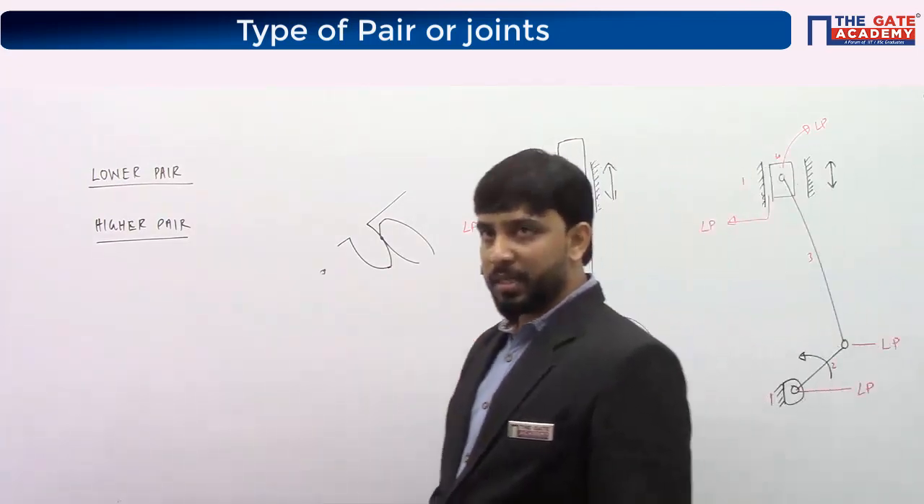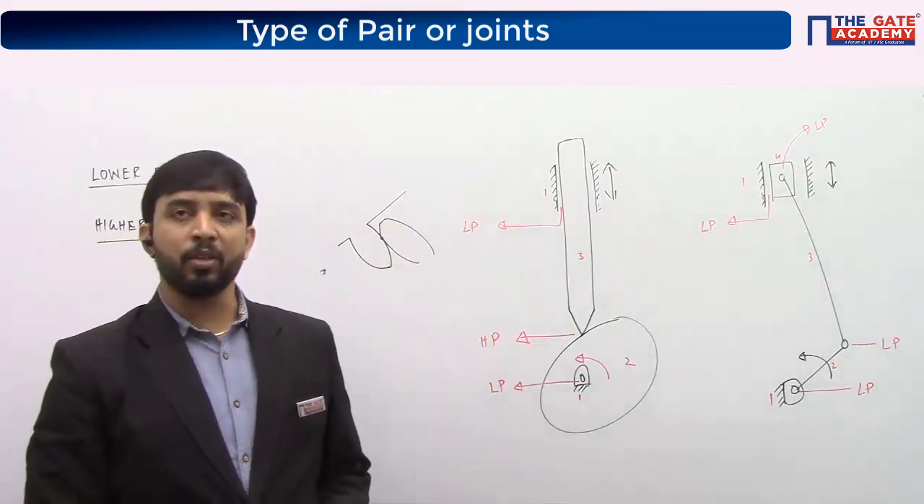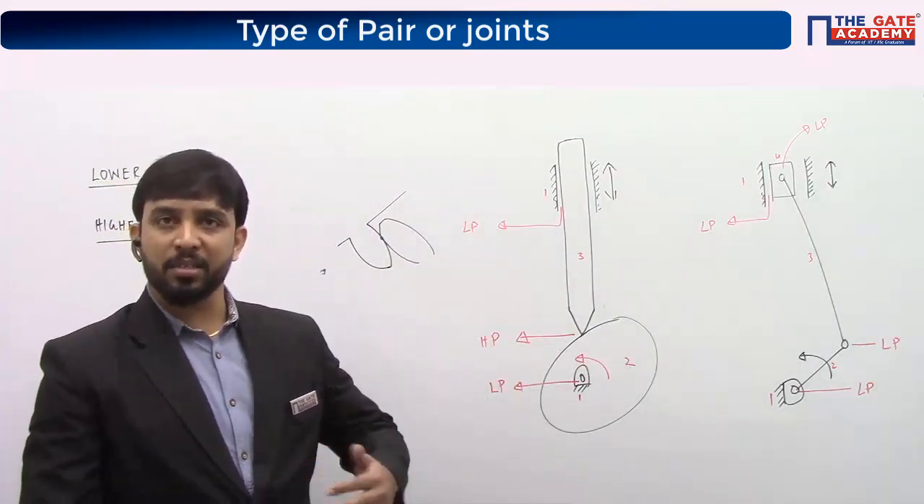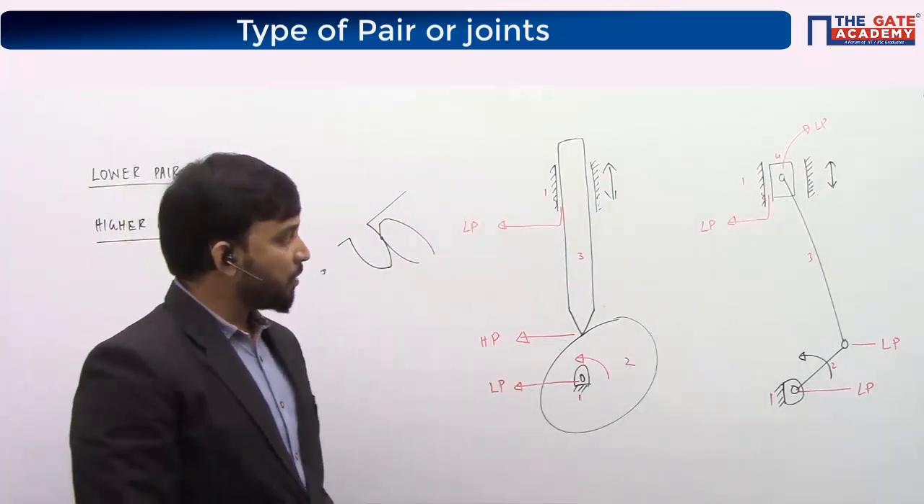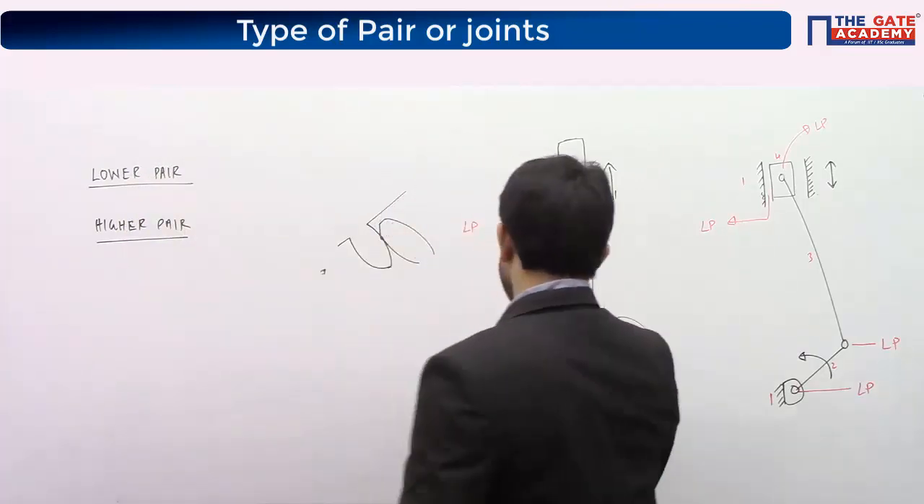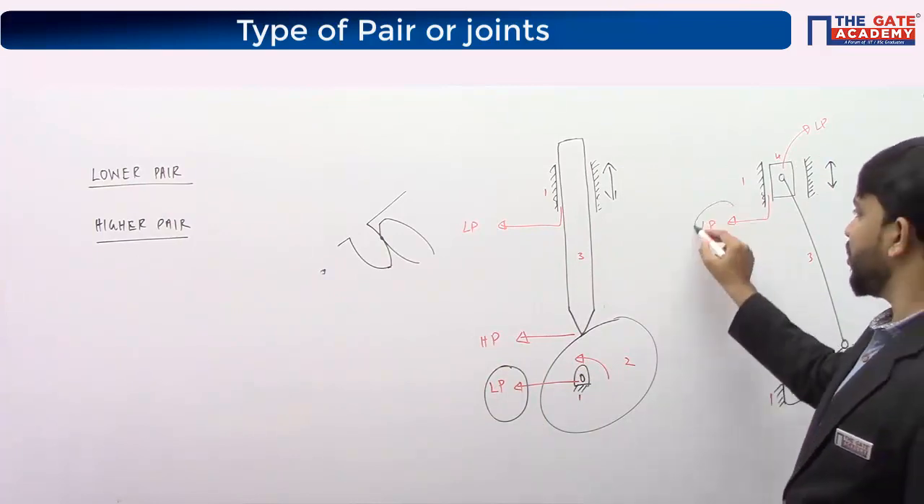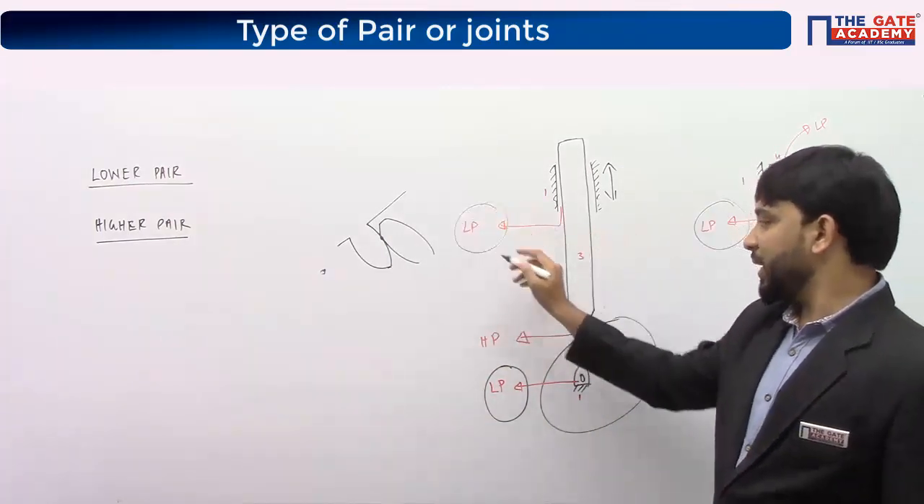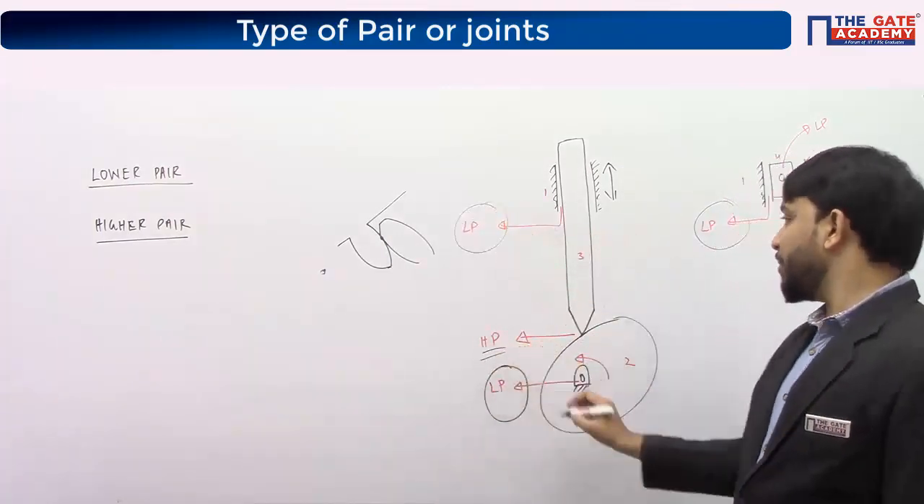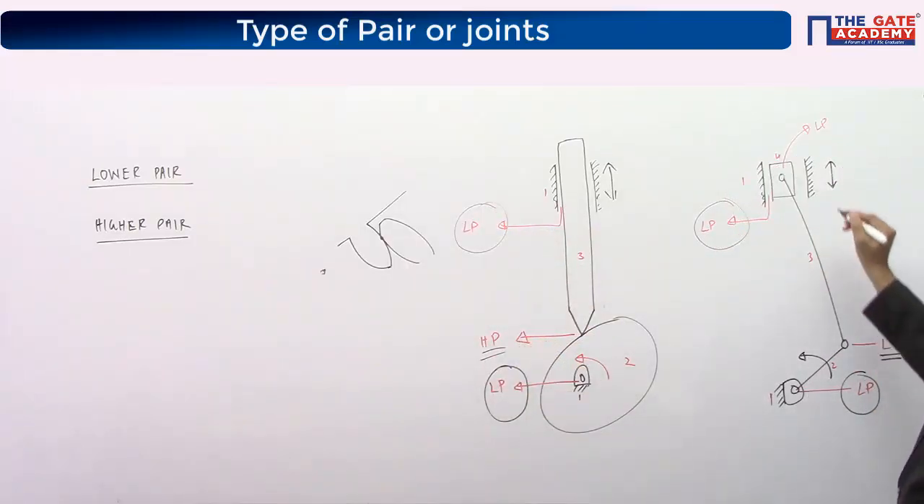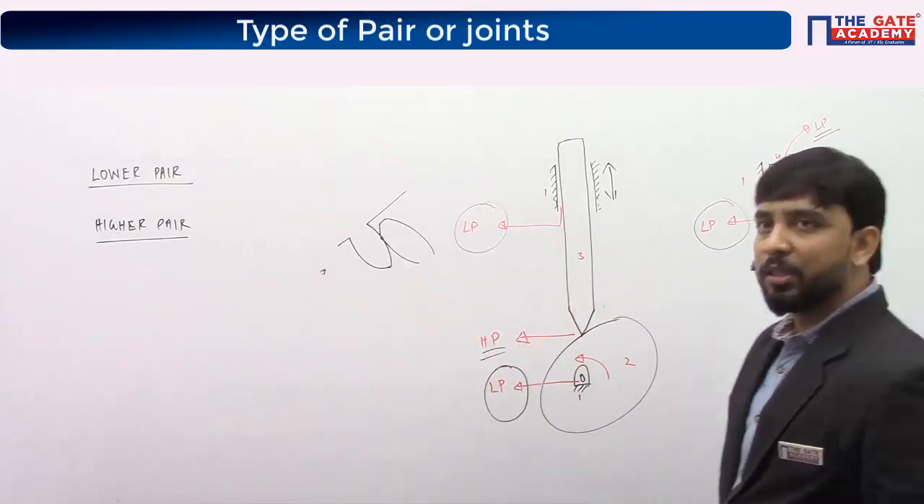So what I did is I just found an equivalent mechanism which consists of only lower pairs. If you look at this lower pair, it is identical to this lower pair, and this lower pair is identical to this lower pair. So I can say that I replaced this higher pair with two lower pairs, one lower pair here and one lower pair here.